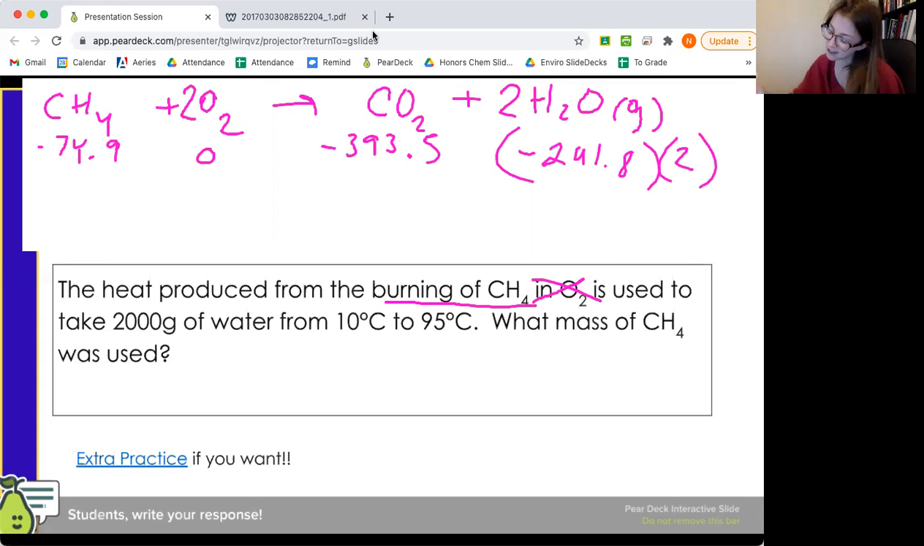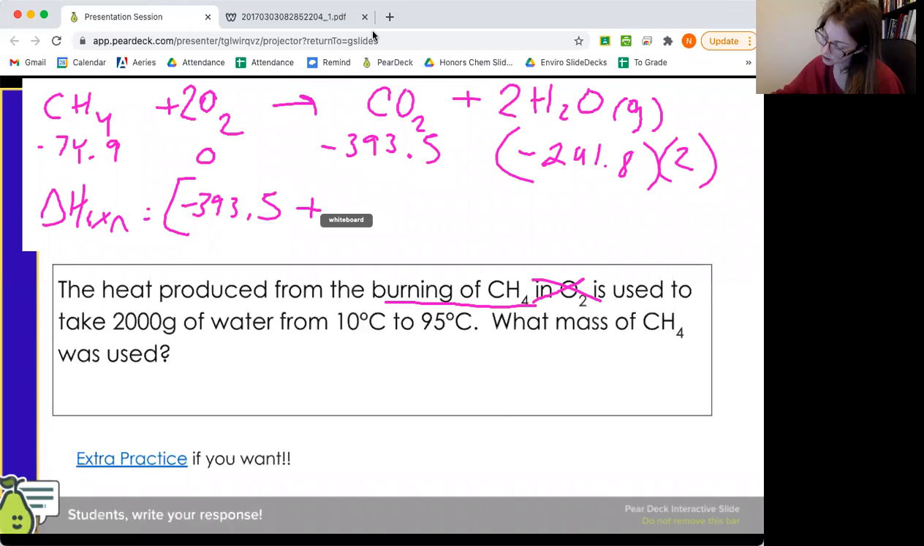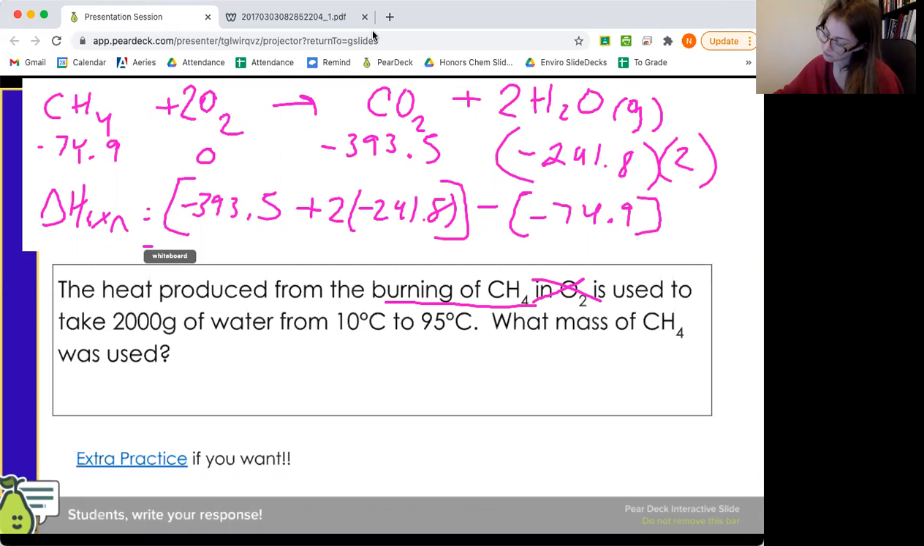When I do products minus reactants to find my heat of reaction, it's going to be negative 393.5 plus 2 times negative 241.8. Those are my products, minus my reactants of negative 74.9. So negative 393.5 plus 2 times negative 241.8 minus negative 74.9. I get negative 802.2, and that doesn't seem quite right.